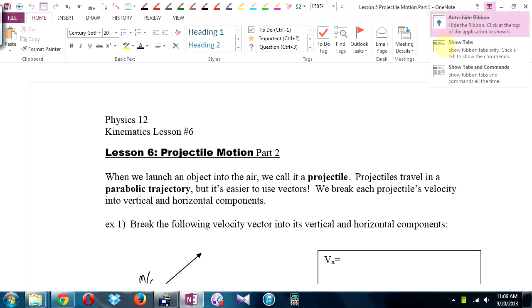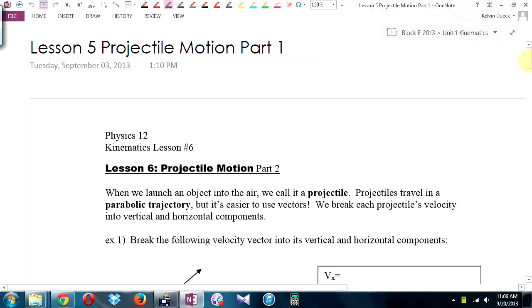So this is lesson 5, not lesson 6. If you can do me a favor, first thing you can do is cross out the 6, make it a 5, and cross out the part 2, and this is part 1. And again, in theory, this should mostly be review.